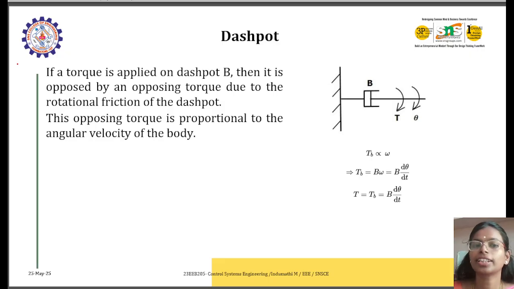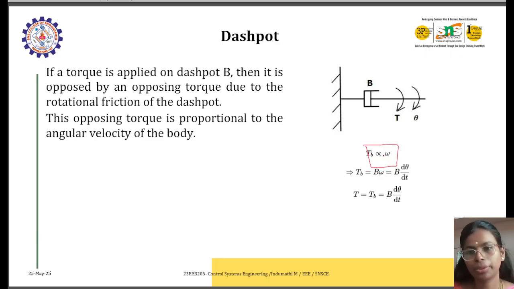So here, when I'm applying a torque, there will be an opposing torque. It is due to the rotational friction of the dashpot. This opposing torque is directly proportional to the angular velocity. Angular velocity is nothing but the rate of change of angular displacement.